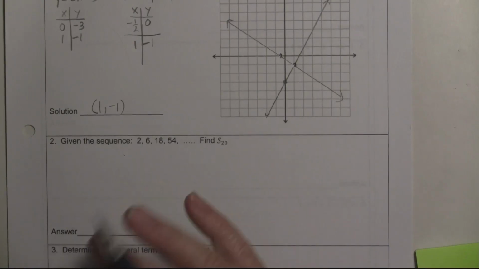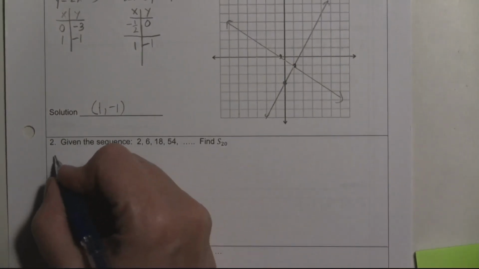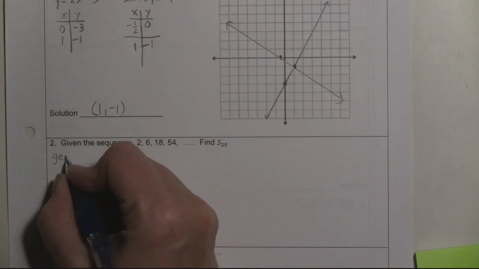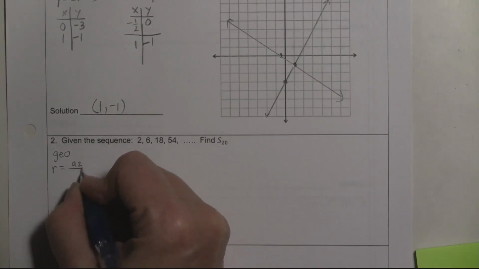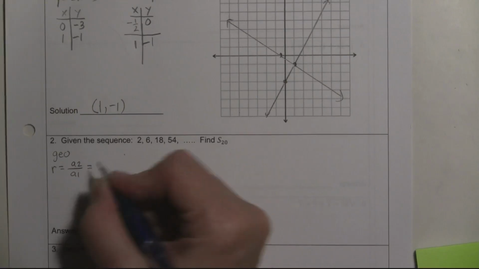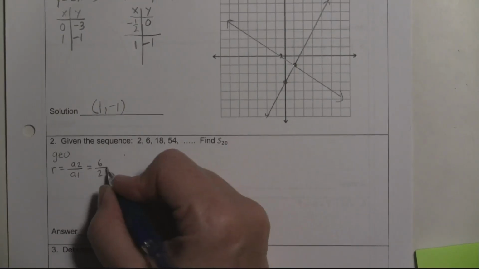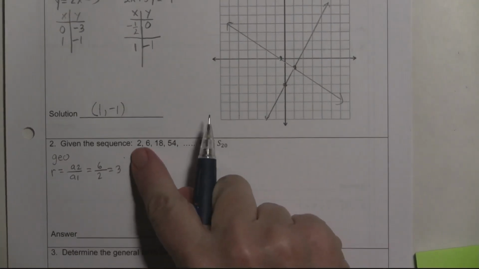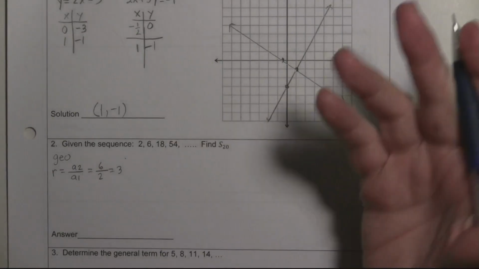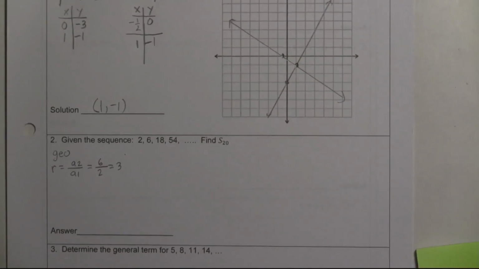If you're wondering, well, if I'm not sure, how can I figure that out? Well, when you're testing if it's geometric and you're not sure, r equals A2 divided by A1. Now, A2 is 6 and A1 is 2. So that gives us a ratio of 3. And then you test. If I multiply by 3, do I get all of them? Yes, I do.